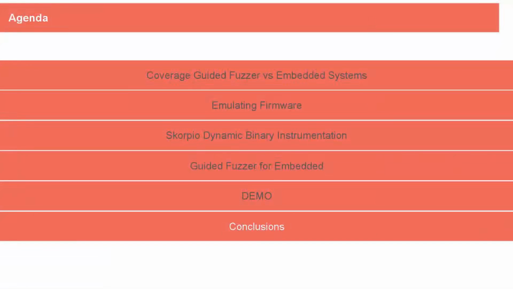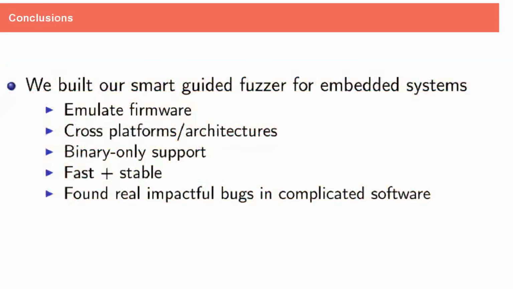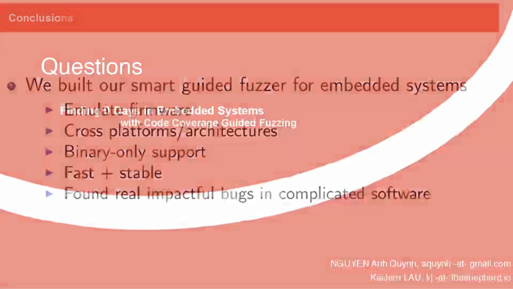Okay, conclusion, and if you have time, we have some very quick demo. So we built our smart guided fuzzer for embedded systems. We did that by emulating the firmware first, and we built the fuzzer so it's really cross-platform, cross-architecture. It supports binary only. It's fast and stable. It found really impactful bugs in some real devices.